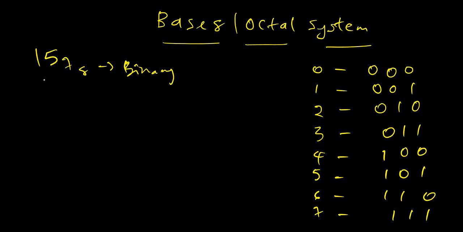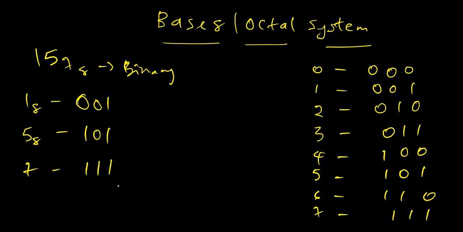So we're going to just simply look at the equivalent. So 1 in base 8 is equivalent to what? So 1 in base 8 is equivalent to 0, 0, and 1. And then 5 in base 8 is equivalent to 1, 0, and 1. And then 7 is equivalent to 1, 1, and 1.